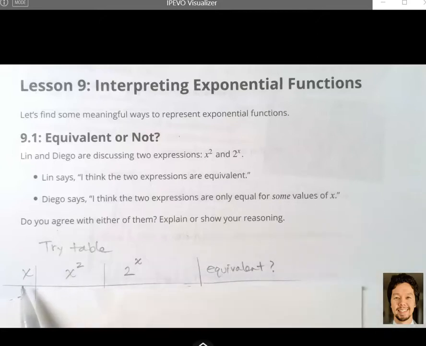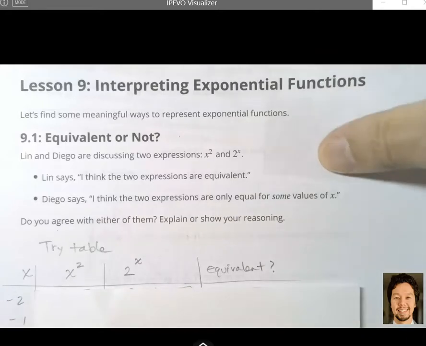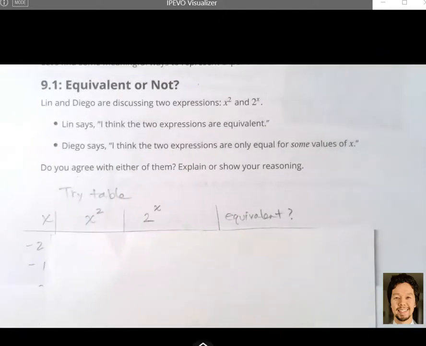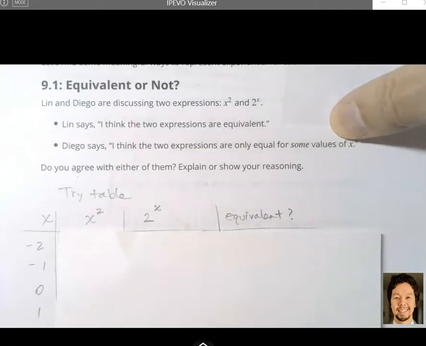As you can see, we have x. We're going to try out some different values. And then here we have the two expressions, x squared and 2 to the x power. And in this column, we can answer whether they are equivalent or not. Whenever I randomly choose values of x to try out in a table, I usually always go with -2, -1, 0, 1, 2. That's always a safe place to start.